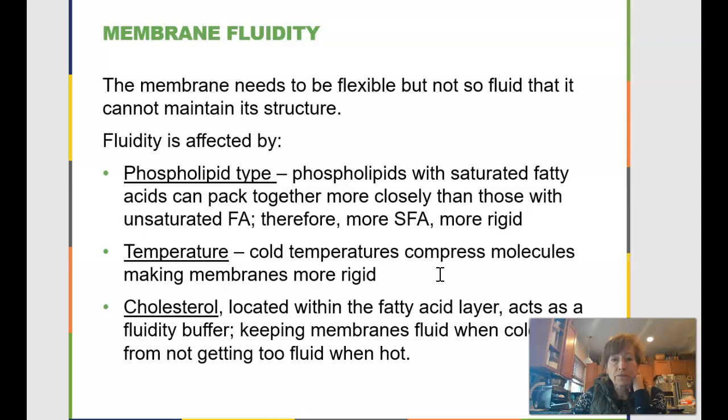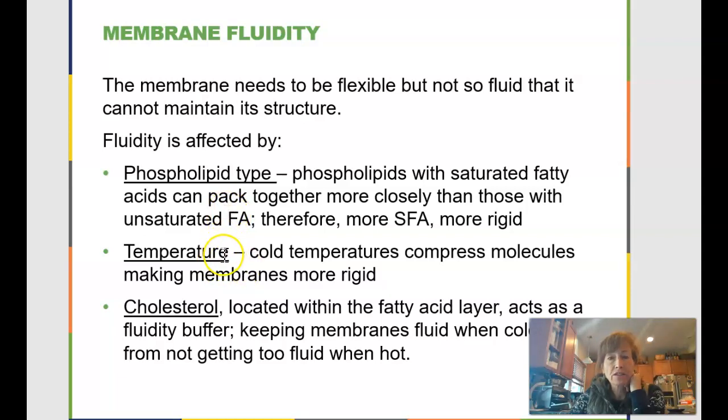Membranes are fluid. That means that they can move, they're flexible, but they still stay together. They don't just fly apart. Fluidity is going to be affected by a number of things. One is what type of phospholipids are there. The ones which have saturated fats, remember how those were usually more solid at room temperature, can pack more tightly together and they're going to be more rigid. Some of the phospholipids, though, will have unsaturated fatty acids too, or a combination of that.